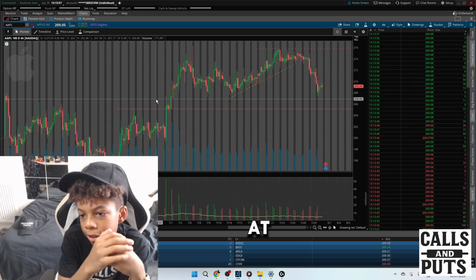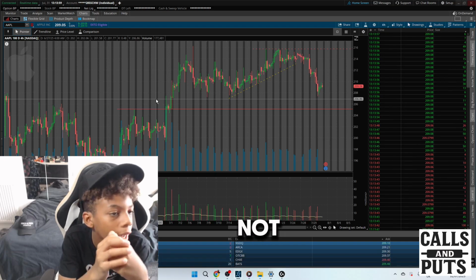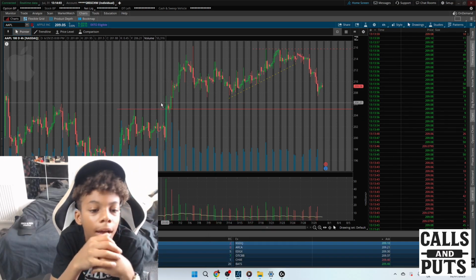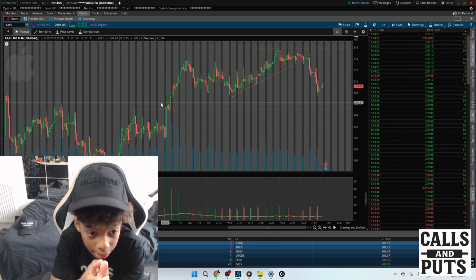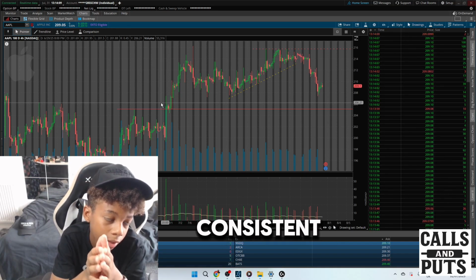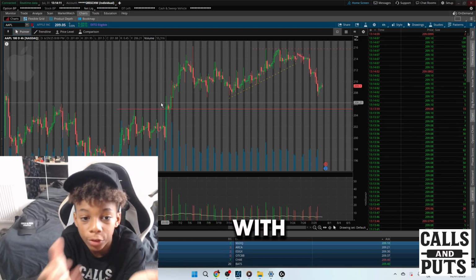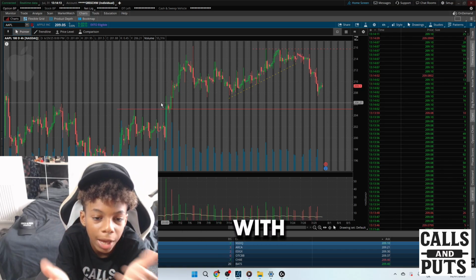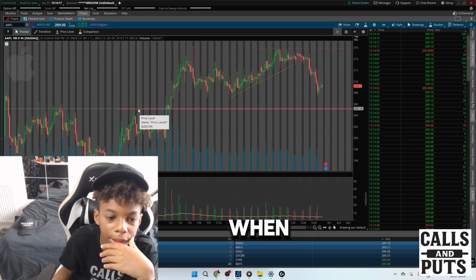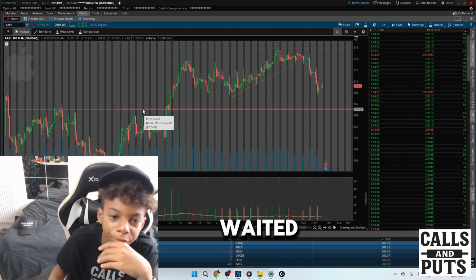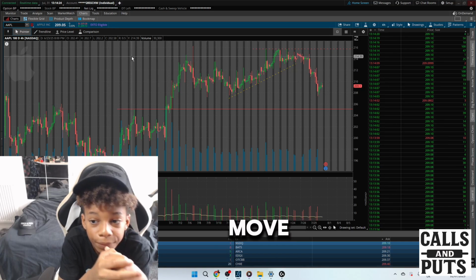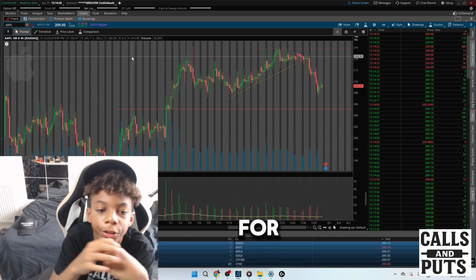Why did I take the trade at 207.50 and not at this key level? Firstly, when it comes to Apple, the range breakouts aren't too consistent. The range breakouts with Google are consistent. The range breakouts with Apple are not. So when this broke out of this level, I waited for 207.50, because Apple breakouts are $2 to $7 moves, and I had enough momentum for it to go.